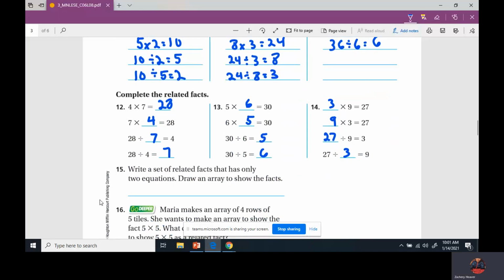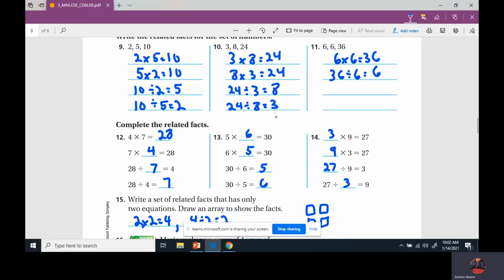It says write a set of related facts and draw an array. Let's do this one. Remember, it has two equations, so the same number. 2 times 2 equals 4, comma, 4 divided by 2 equals 2, and it says draw an array. So look, 2 down, 2 across, just like that.